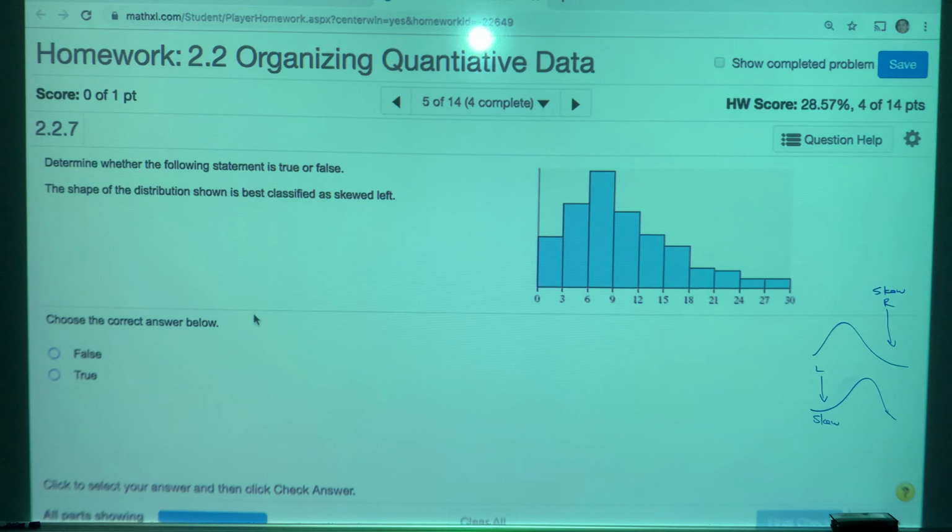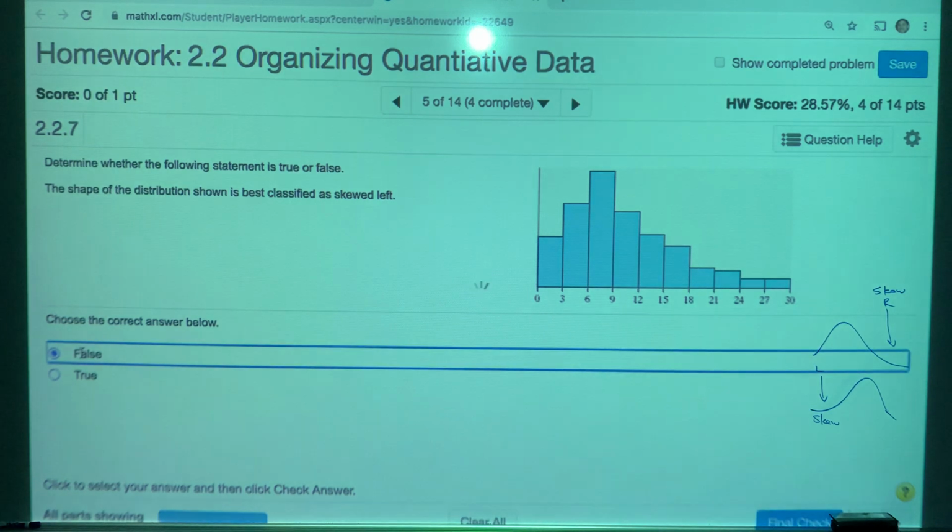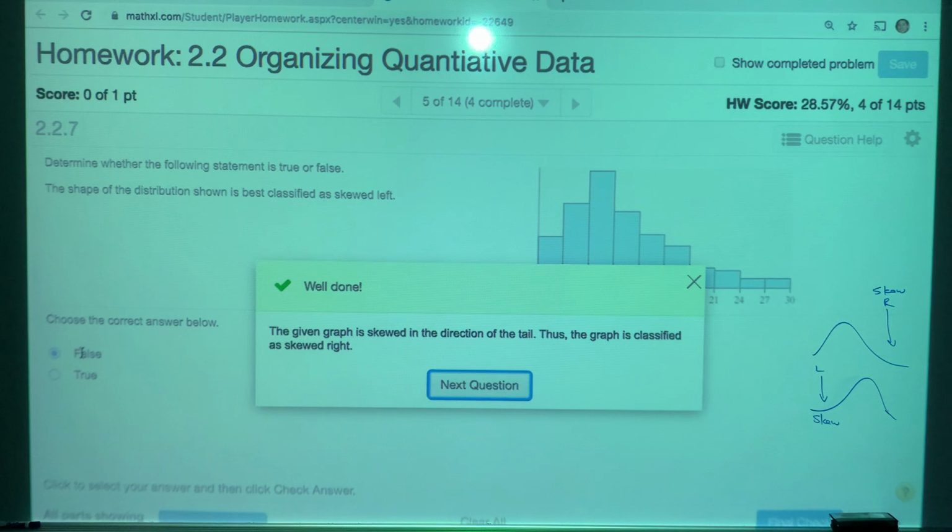So if you look at my particular problem, my tail trails off to the right. You guys follow me? So because it is trailing off to the right, my graph would be known as being skewed right. But the claim here is that this shape is skewed left. That's false. Okay, it is skewed to the right.